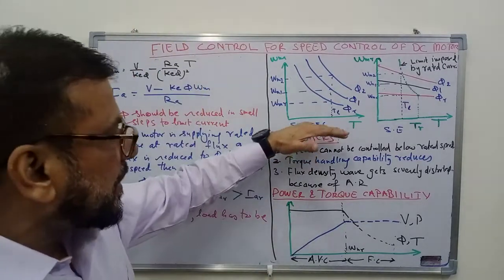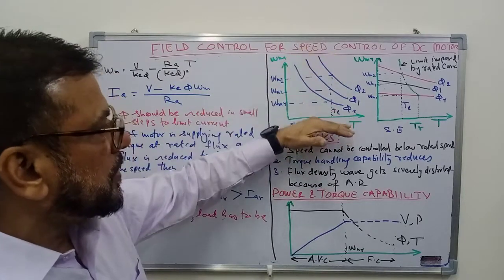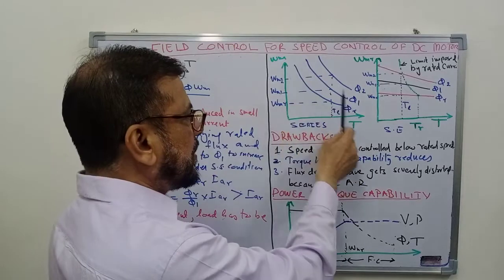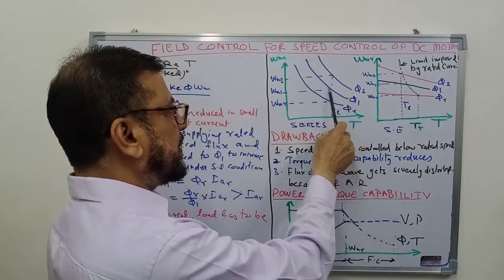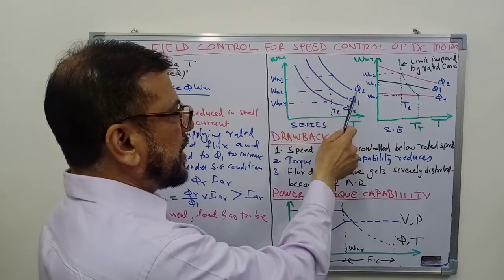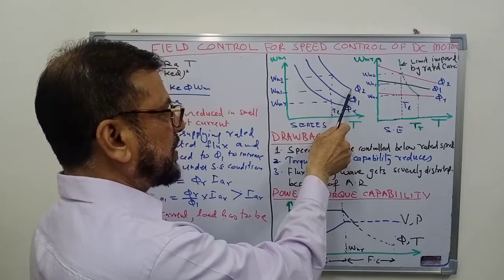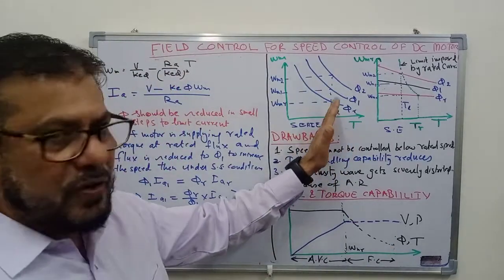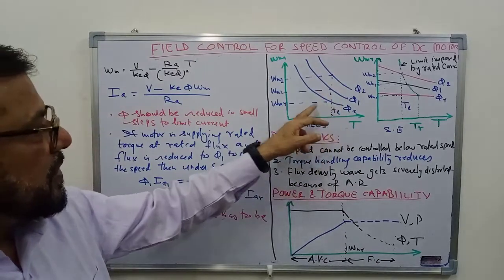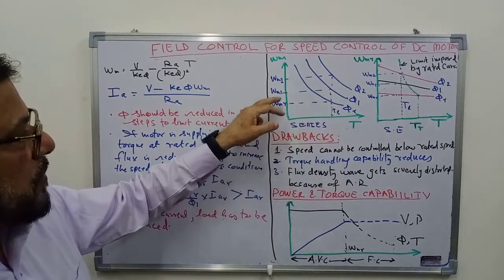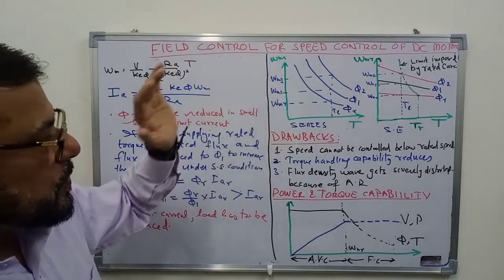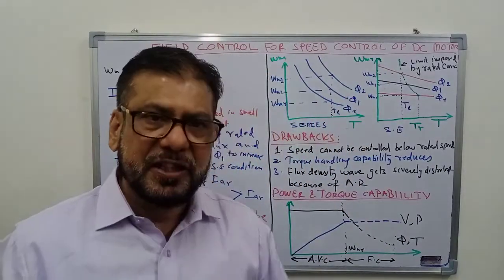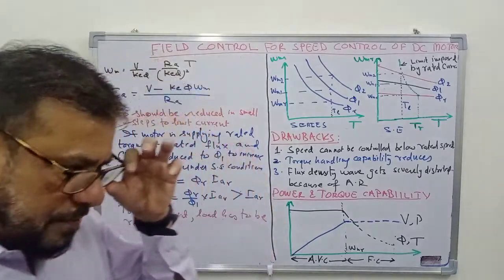And you can see there the characteristics of the DC series motor change like this. For rated flux, this is the characteristic. For smaller flux phi 1, this is the characteristic. And for further smaller flux phi 2, this is the characteristic. And if it is supplying a constant torque load, the speed will increase from omega mr to omega m1 to omega m2. So in that way, speed can be controlled by decreasing the flux produced by the field winding.